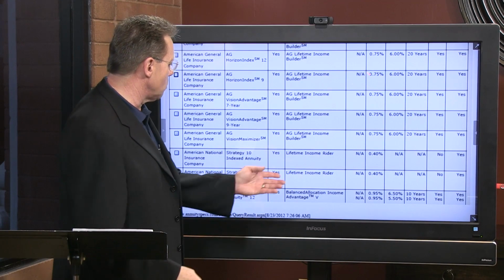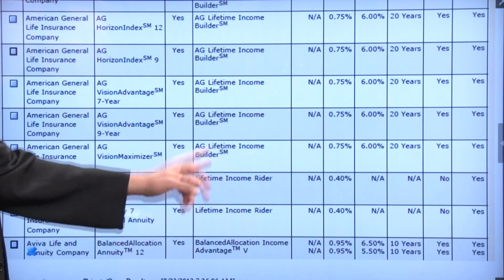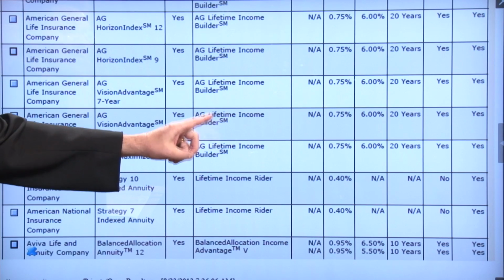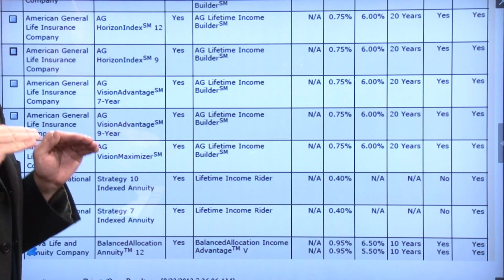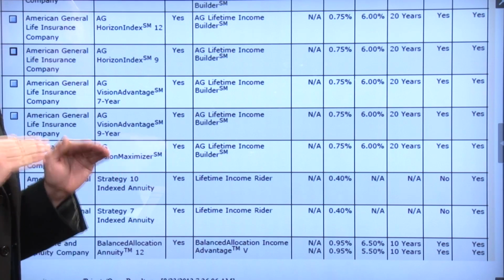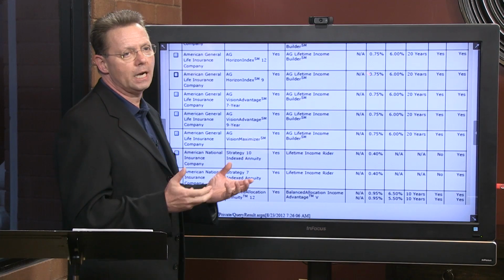So let's look at this. In other words, I'm looking at 95 basis points, 40 basis points, 75 basis points. All these are different, and when you're generating immediate income off these contracts, you want to make sure the mechanics are set up right.